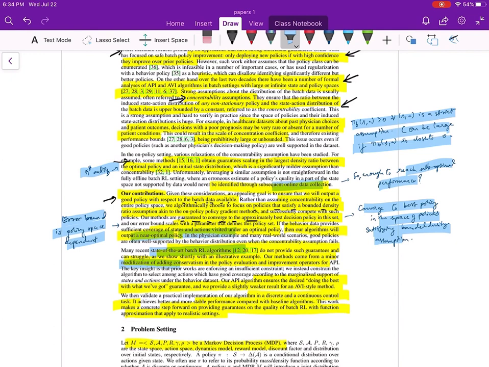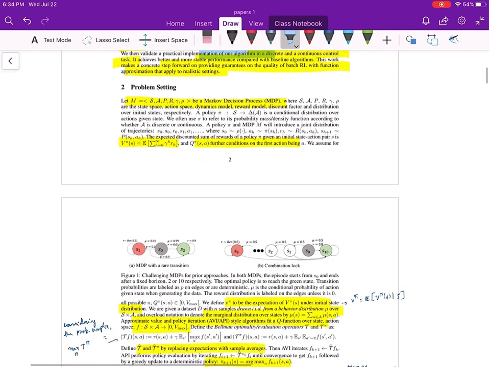Let's go ahead. Our API algorithm ensures the desired guarantee of doing the best with what we have got in the dataset. And for AVI, there is a weaker result. Then some practical implementations are done on discrete and continuous tasks, which we'll look at in the further sections. Let's go ahead with the problem setting.